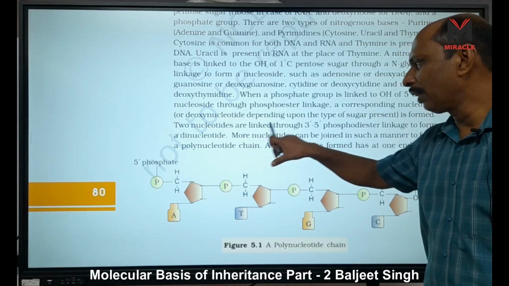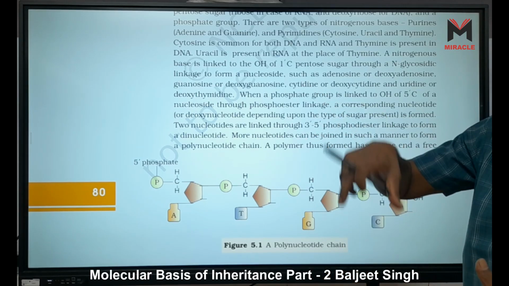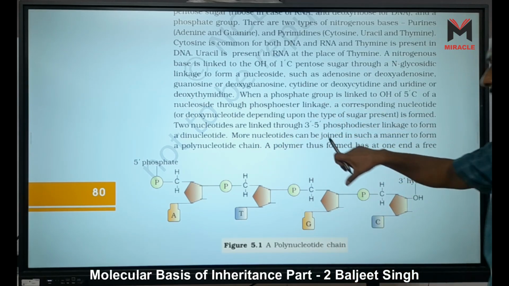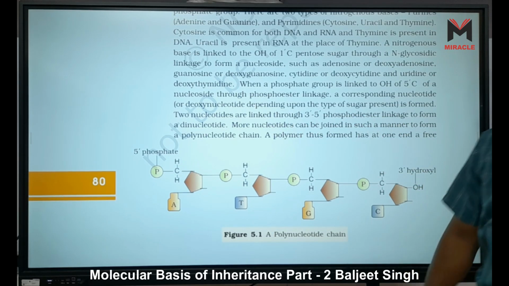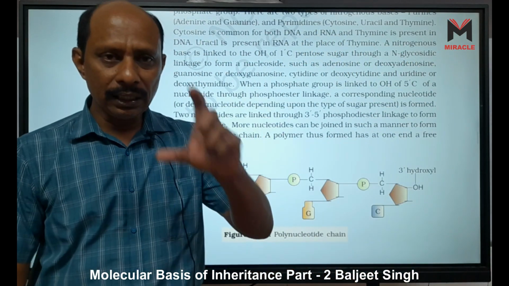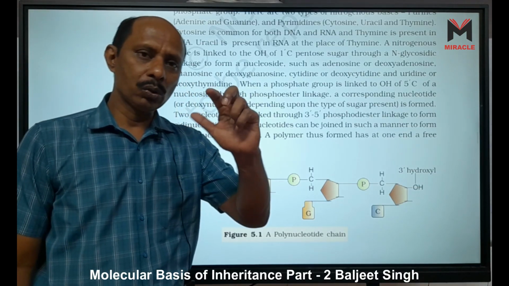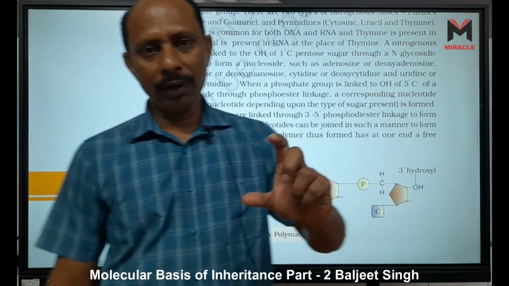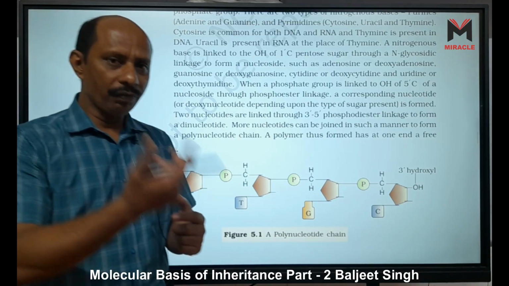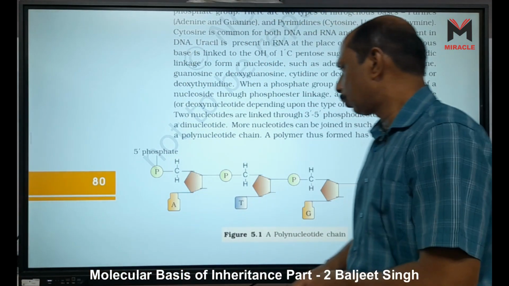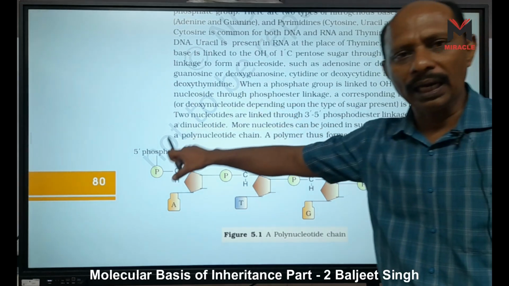Two nucleotides are linked together. Suppose the two different nucleotides are adenylic and thymidylic, or cytidylic. They are linked through a 3'-5' phosphodiester linkage, right? A single pentose sugar has its fifth carbon bound to its own phosphoric acid, and its third carbon binds with another nucleotide's phosphoric acid. Since the third and fifth carbons are both bound with phosphoric acid, it is called a 3'-5' phosphodiester linkage, to form a dinucleotide.